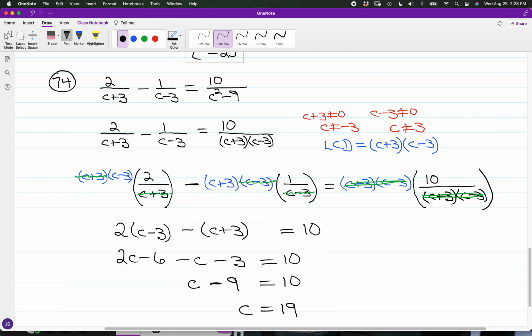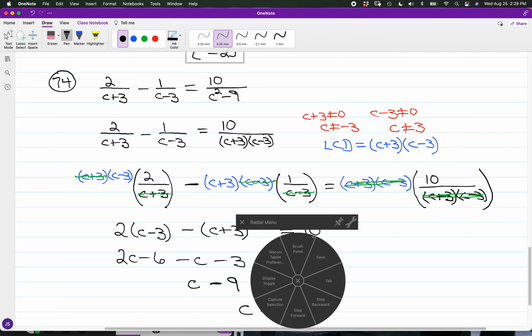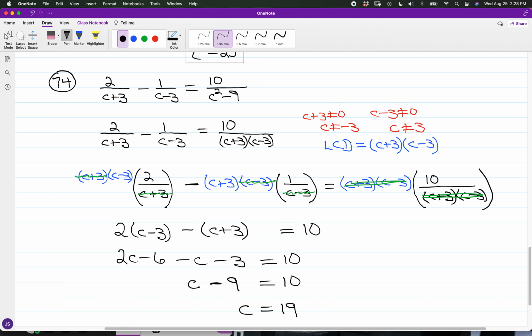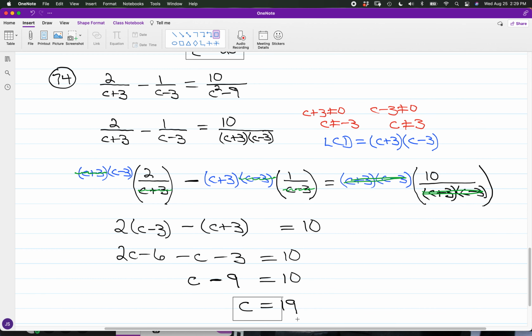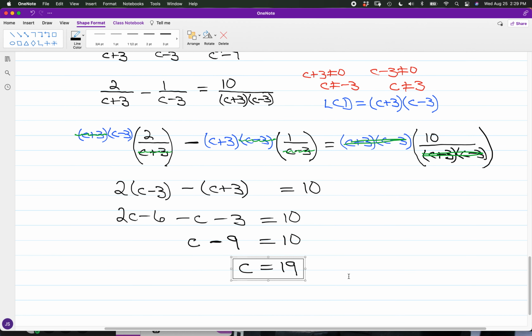So on the basis that we carried out the operations working with the least common denominator and creating the pathway to our linear equation, that leads to the apparent solution c is equal to 19. We can check the restrictions again. So 19 satisfies the restrictions that c cannot be negative or positive 3. So the restrictions are satisfied, and so we have 19 as the solution to number 74.